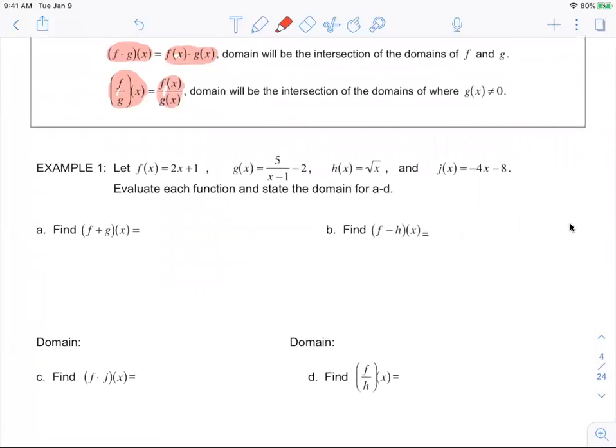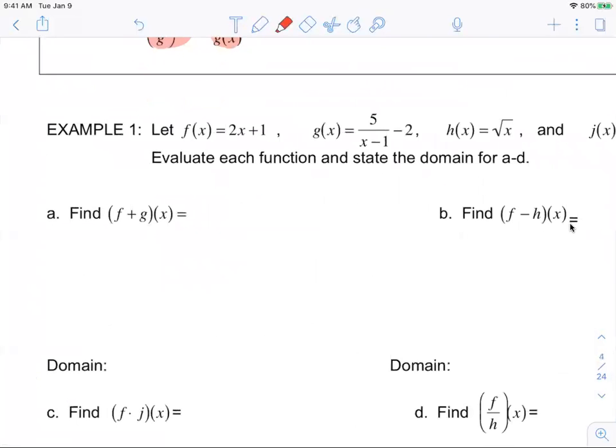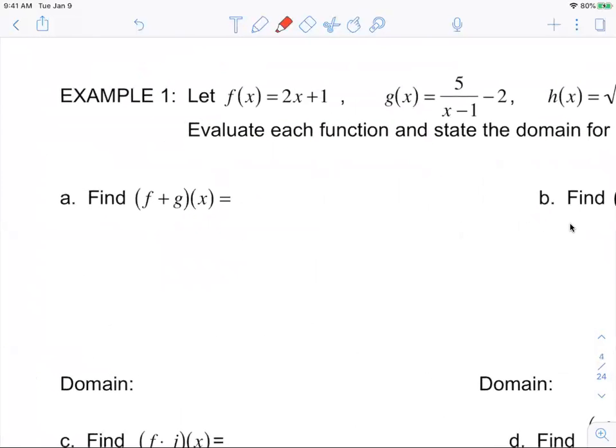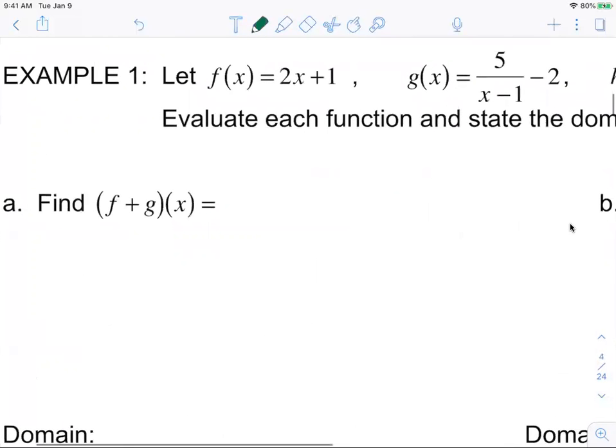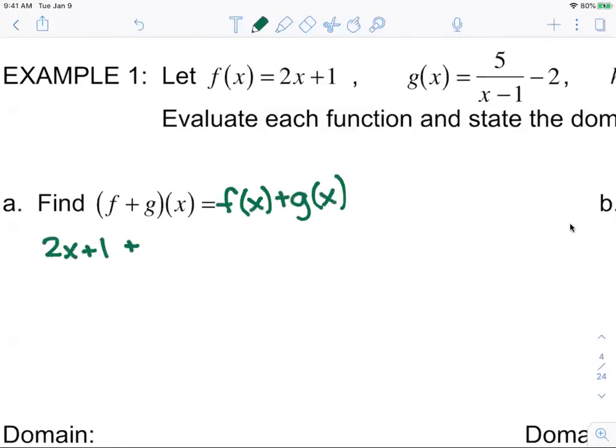So we're going to find the operations, and then we're going to calculate the domain, which is the intersection of the two. So we'll go over what that means. So the first one is adding f of x plus g of x. So I'm going to take the f of x function from the top, which is 2x plus 1. And then I'm going to add to it the g of x function, which is 5 over x minus 1 minus 2.